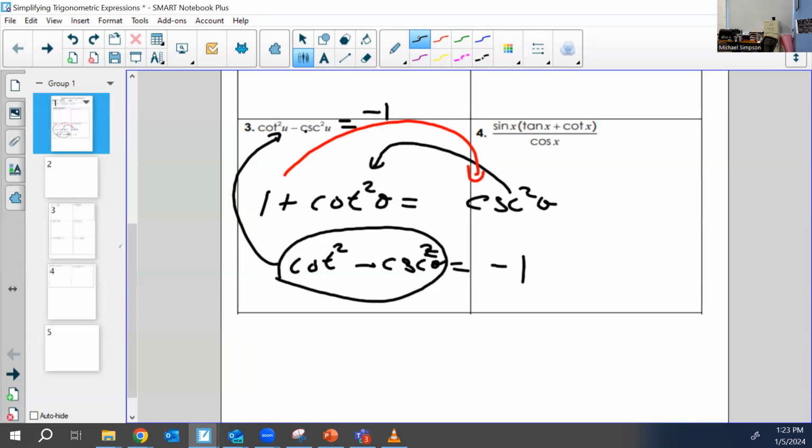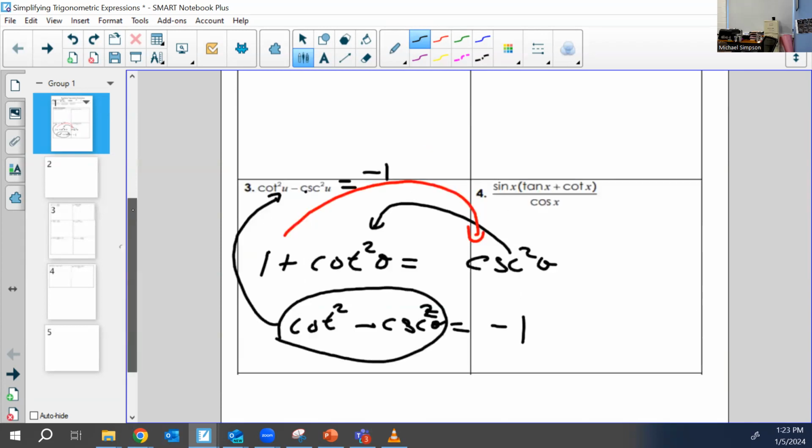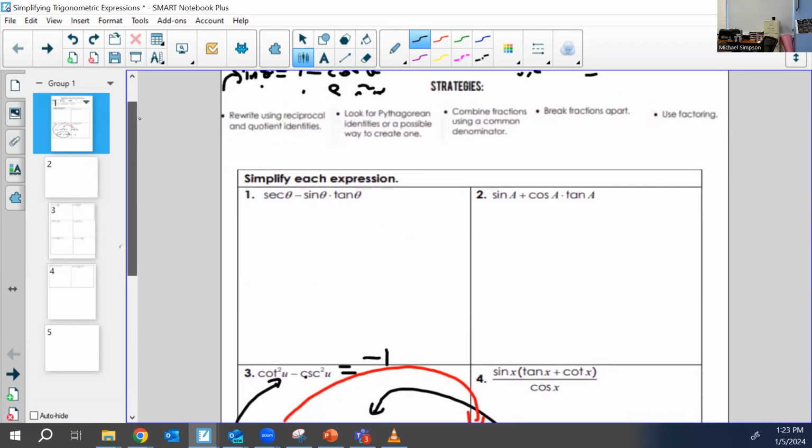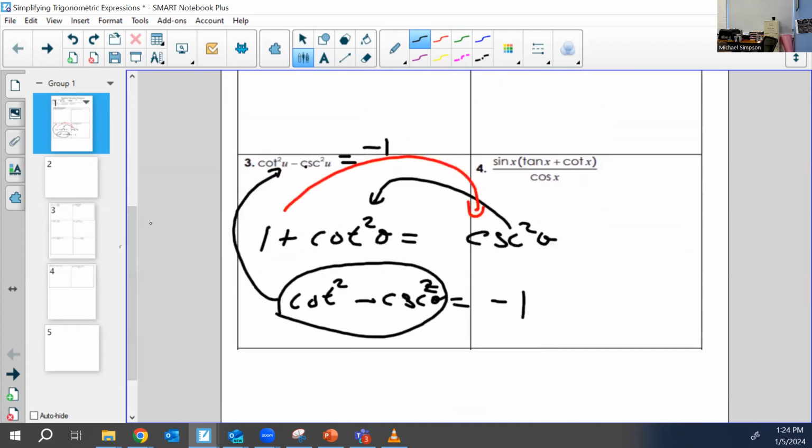All right, number 4. Look at number 4. I know I'm pushing you guys a little bit, but look at number 4. How would you do it? Remember, if you have any quotient identity, see if you can bring it in. I'm going to show you 2 ways you can do this. I'm going to show you what I would have done when I was in your seat. I'm going to give you a few minutes to look at this. Just try. Which way would you go with number 4?